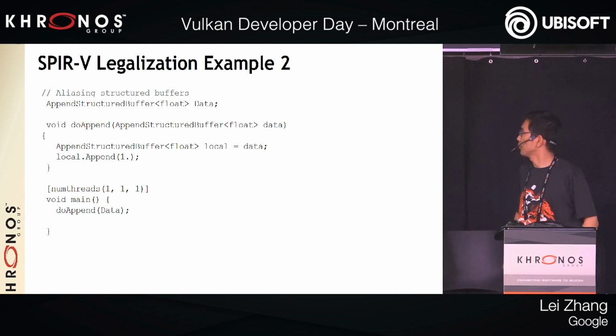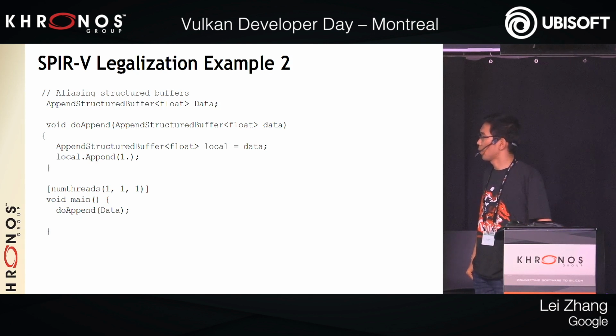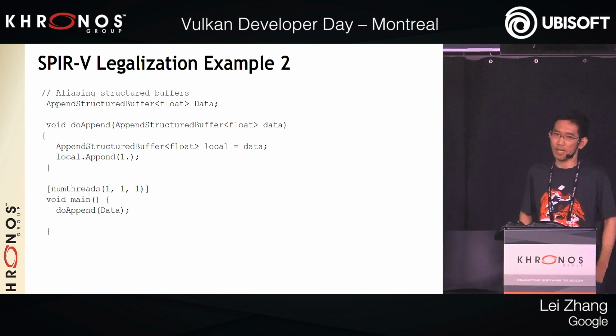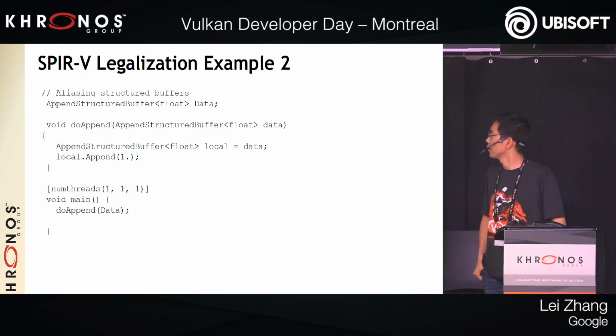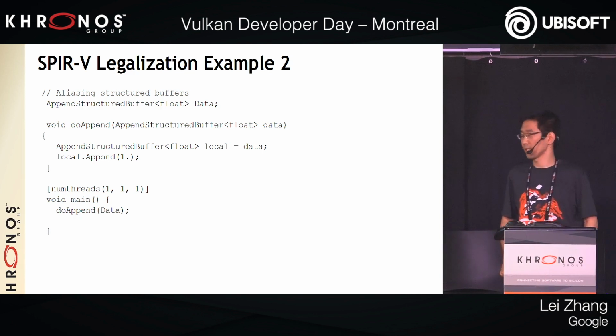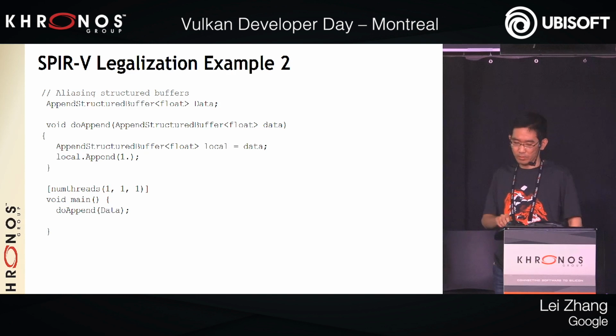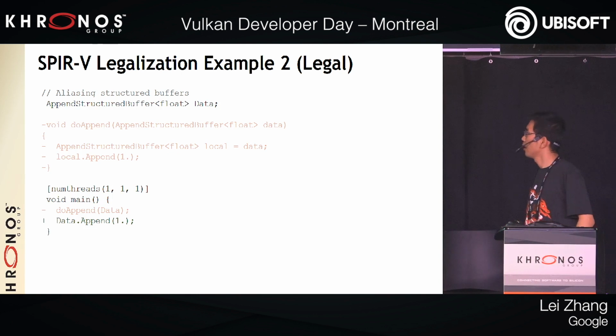A similar example here, we are passing an append structured buffer around. Note that this is not a copy. This is actually creating aliases of the original buffer, and it's like passing pointers around. And this code, if you literally translate it, is also not accepted by the driver. We need to apply transformations to remove the function call and also local aliases.